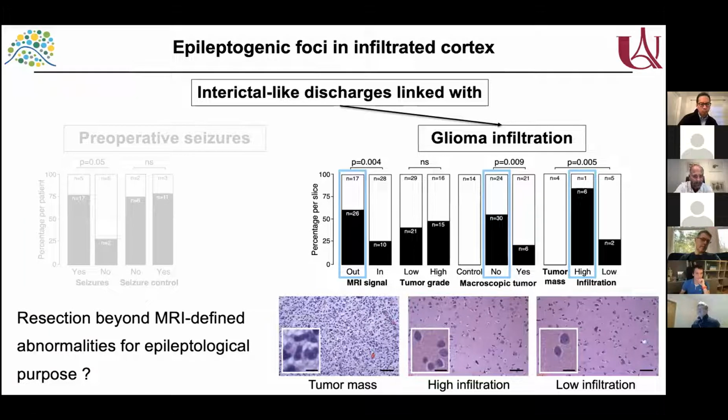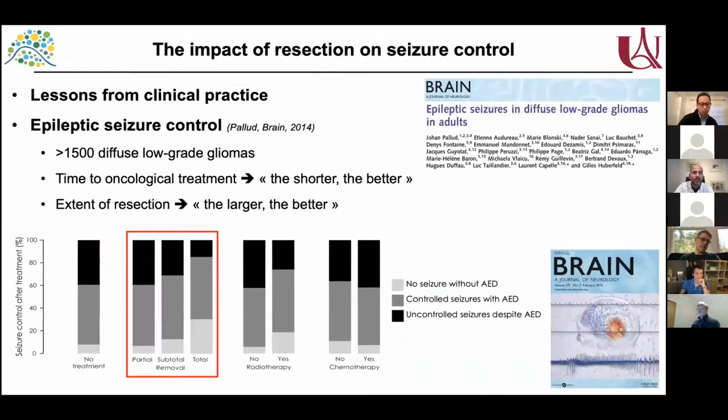This observation is from a limited subset of patients, but it still stands when we study a large series of more than 1,500 diffuse low-grade gliomas from the French glioma study group. We identified two main parameters for good postoperative seizure control. The first one is the time to oncological treatment. The shorter the time to treatment, the better the postoperative seizure control. The second parameter was the extent of surgical resection. The larger the resection, the better the postoperative seizure control.